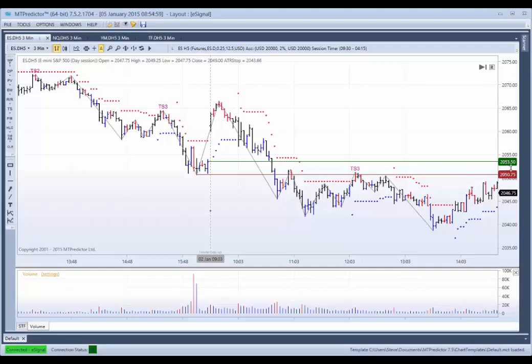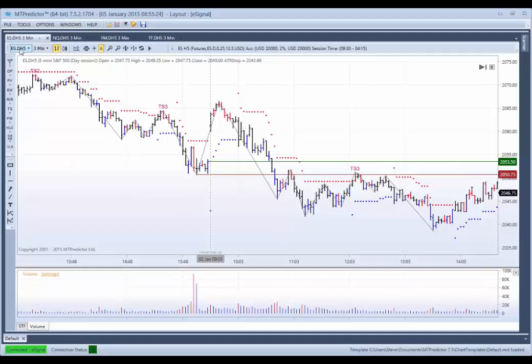In this example it was 2053.50. Now some people play these, but they have to play these with a wide stop because they don't know where the gap will start to fill from. And this is the advantage MTPredictor has, because we have our DP levels, which give areas of support and resistance. Remember, these are on the chart in advance, so they're there before the market even gets there. These give you areas where reversals are likely.